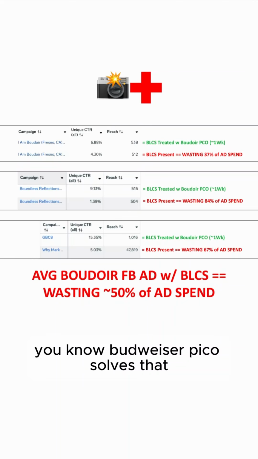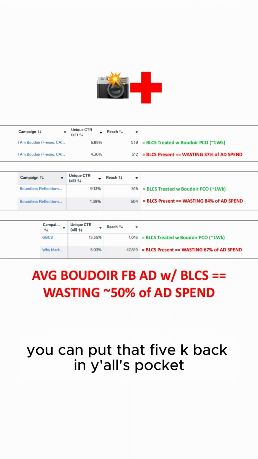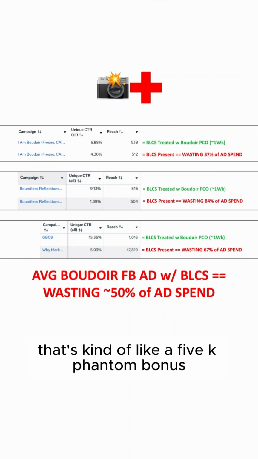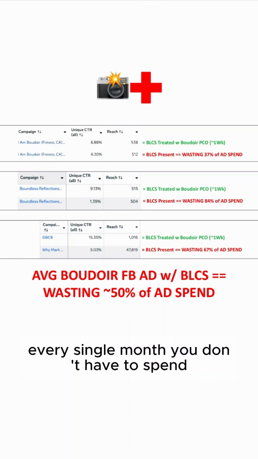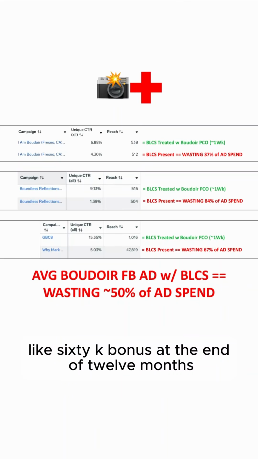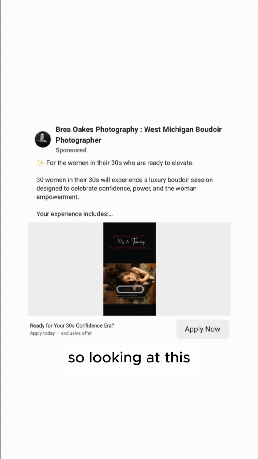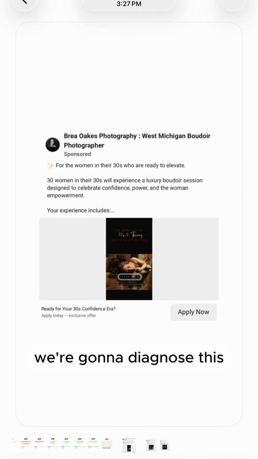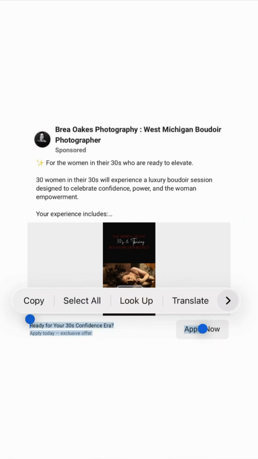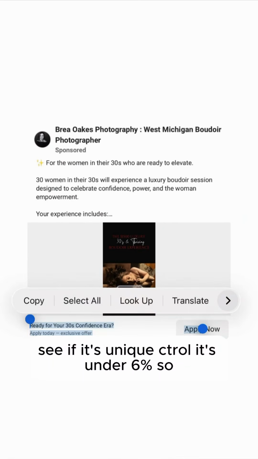Boudoir Pico solves that. You can put that 5K back in y'all's pocket. You no longer have to waste that. That's kind of like a 5K phantom bonus every single month that you don't have to spend, which is literally like a 60K bonus at the end of 12 months. So looking at this, we're going to diagnose if we believe it has Boudoir low click syndrome, BLCS. See if its unique CTRL is under 6%.